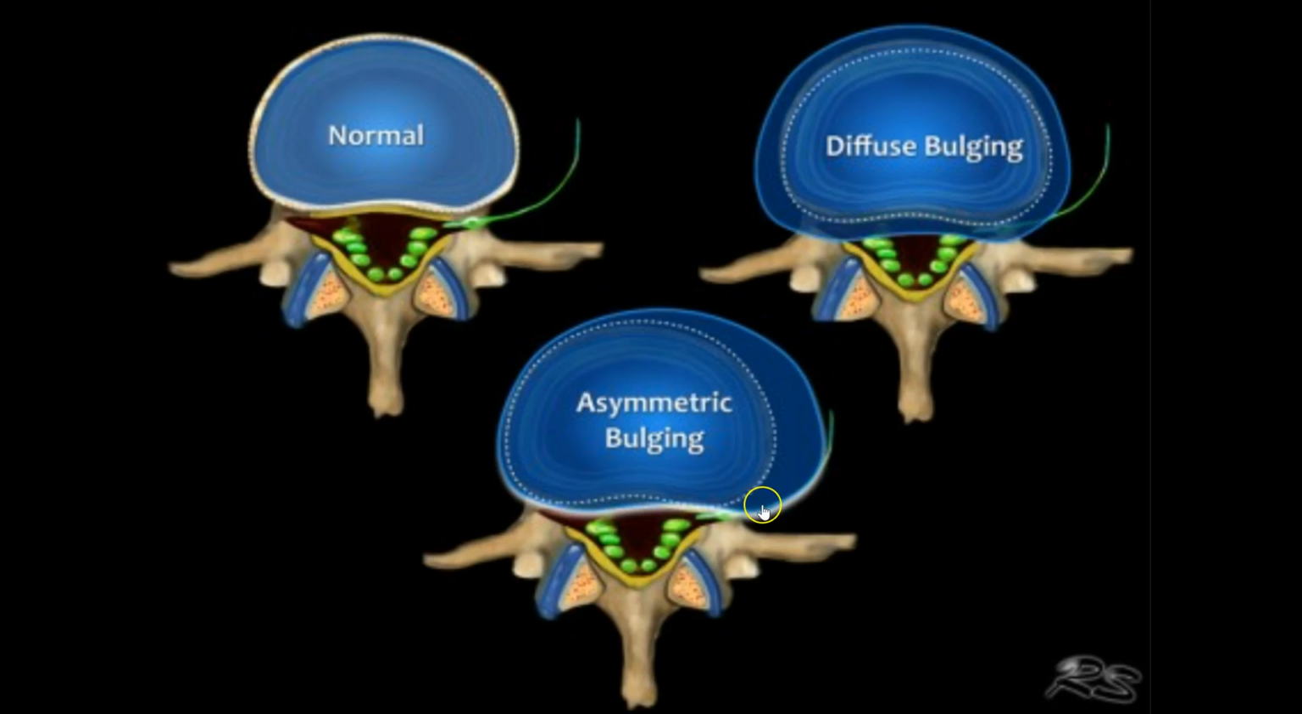Asymmetric disc bulging. In either diffuse or asymmetric disc bulging, the technical definition of a disc bulge is when you have disc tissue extending beyond the confines of the vertebral body more than 50%. So in other words, more than half of that vertebral body is now uncovered by disc material. That's the technical definition of a disc bulge. While often asymptomatic, it does predispose to spinal stenosis and other sequelae.